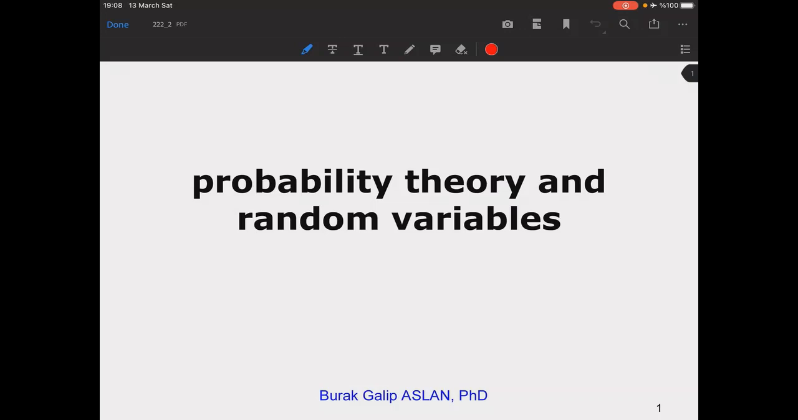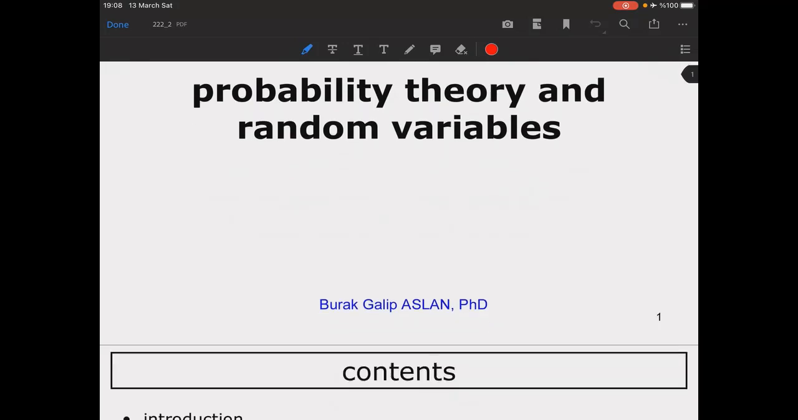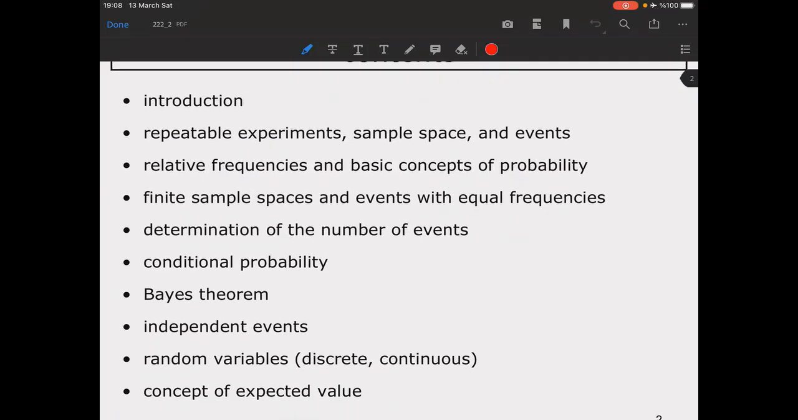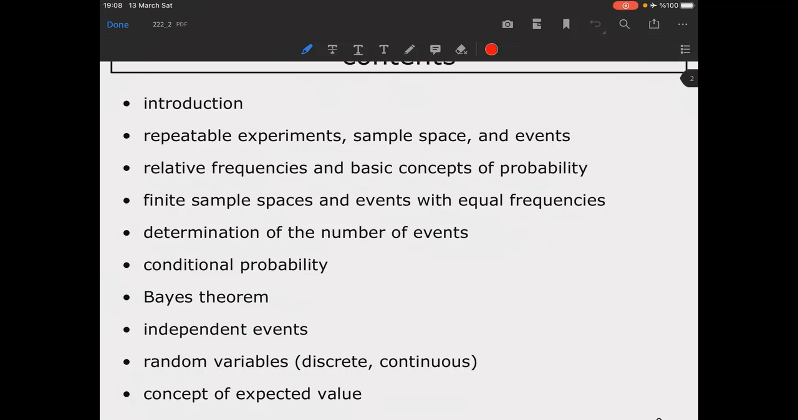In this session, we will start talking about probability theory and random variables. What will be covered here? Let's take a look at the outline. We will start with a brief introduction. Then we will talk about repeatable experiments, sample space, and events. We need to understand those concepts. And then we will be dealing with relative frequencies and basic concepts of probability.